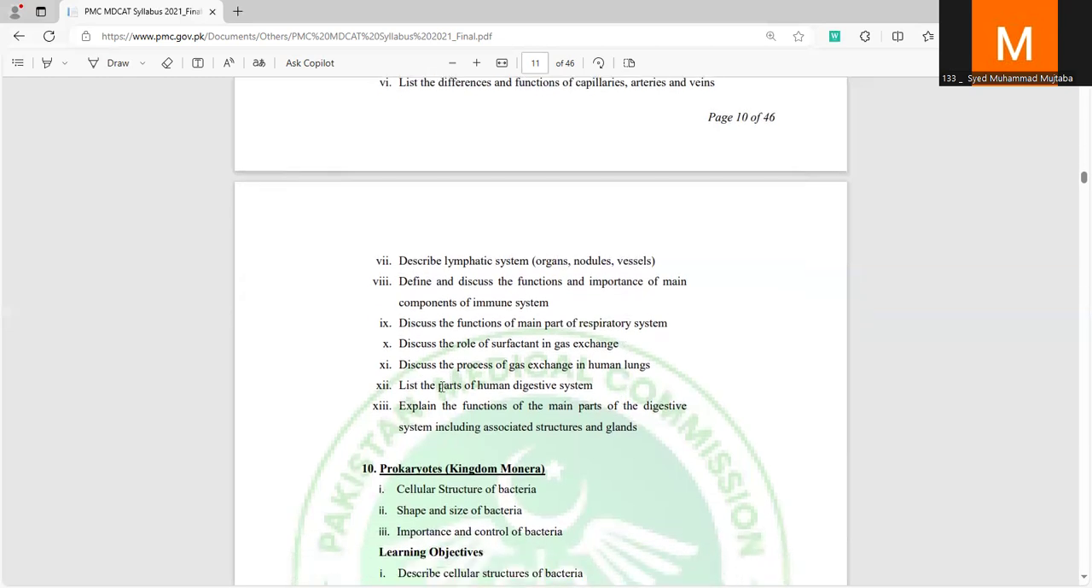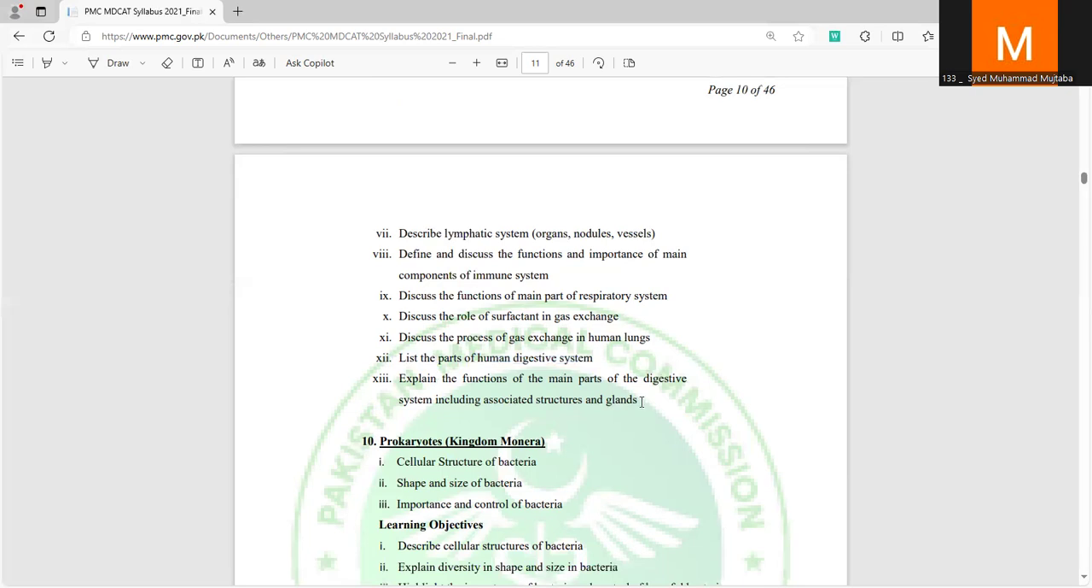Now you need to know the parts of the human digestive system: the stomach, the small intestine, the liver, the gallbladder. You need to know about their function. For example, which enzymes are predominantly present in the stomach and why. For example, renin is present in the stomach, and other enzymes which prefer an acidic environment. Why are they present in the stomach? This is because of the presence of hydrochloric acid, which has an extremely low pH of 2 and enables such enzymes to be present over there.